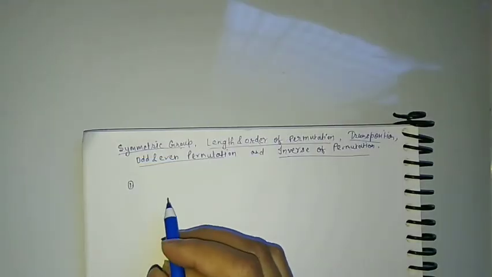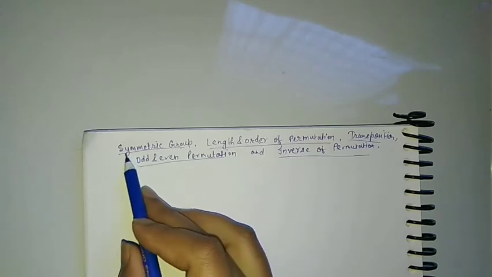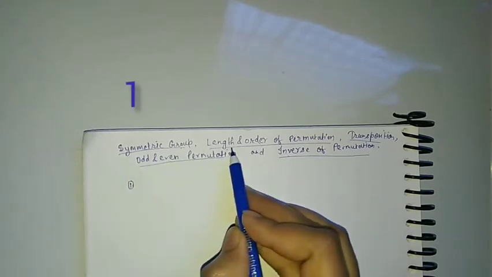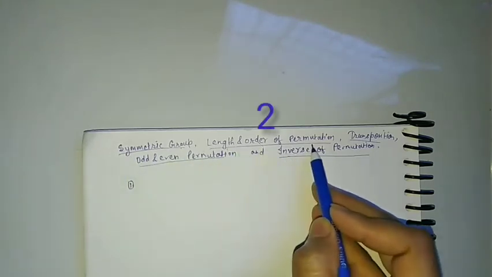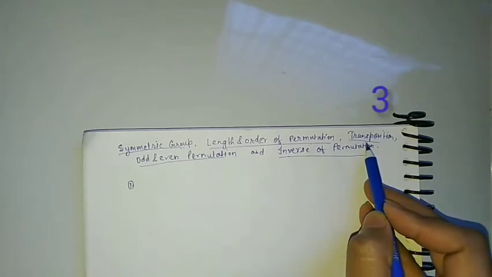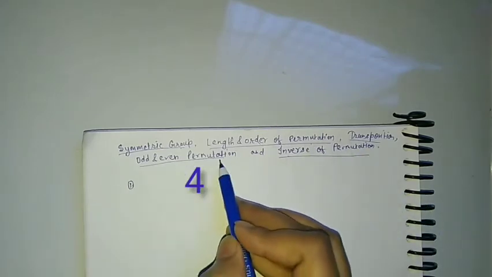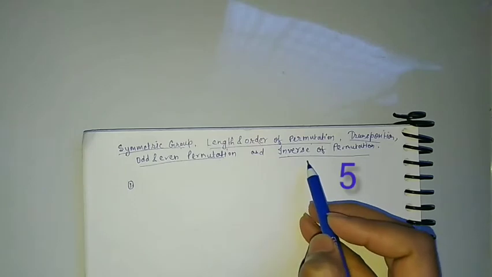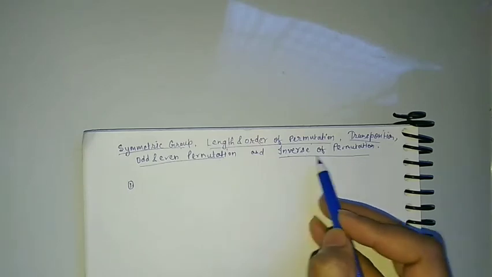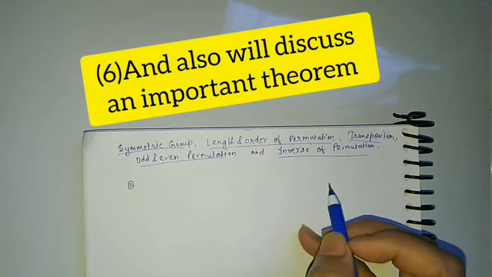Hello friends, today in this video I am going to tell about symmetry group. We will discuss the length and order of a permutation and transposition, odd and even permutations, and lastly we will discuss how to find the inverse of any permutation. In this video I am going to tell about many things, so let's begin today's video.